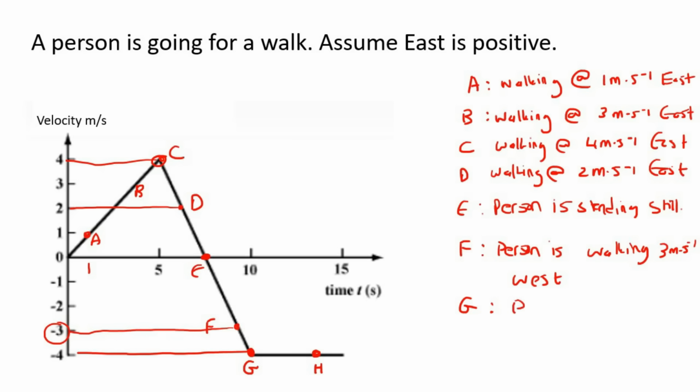What are you writing there? Person is walking 4 meters per second.